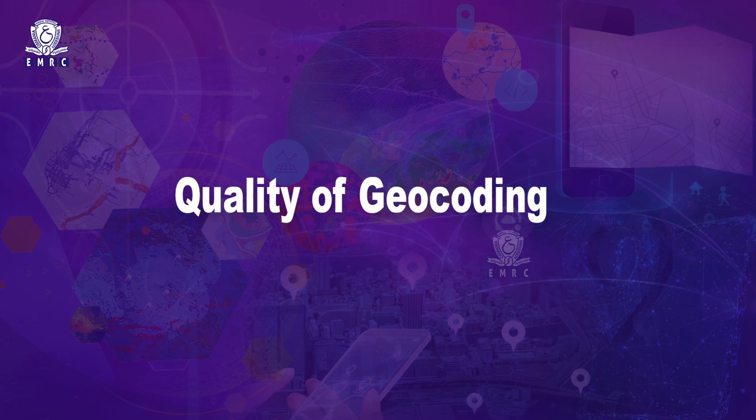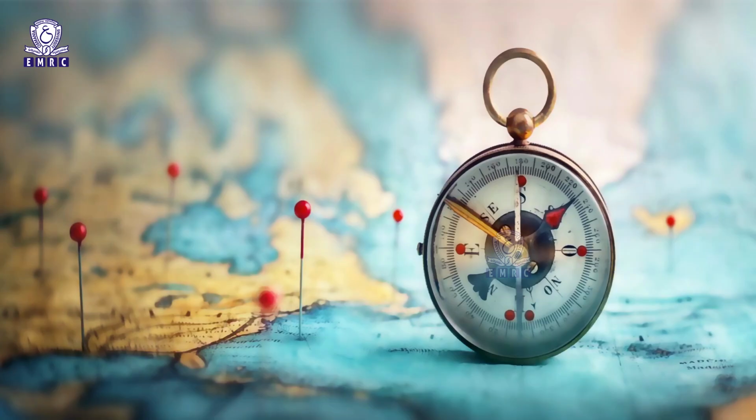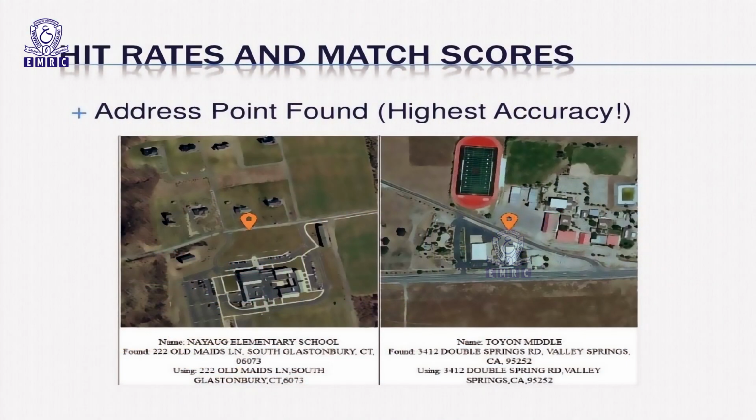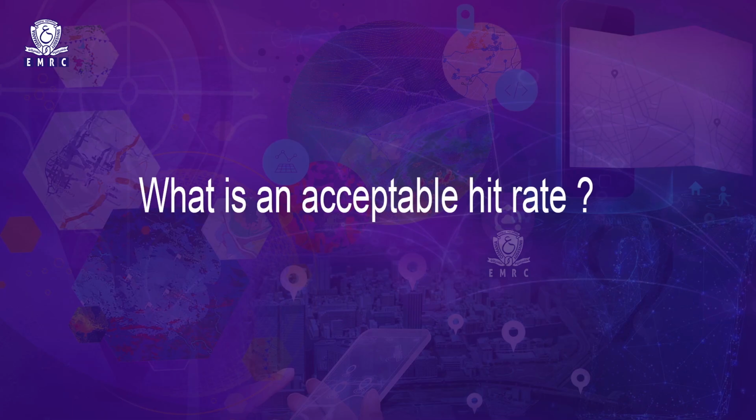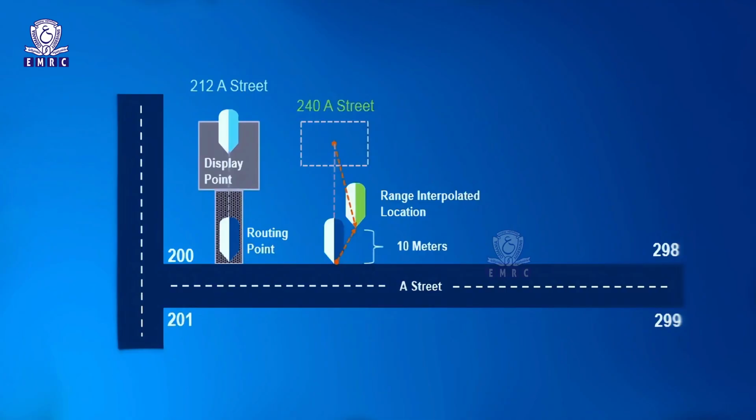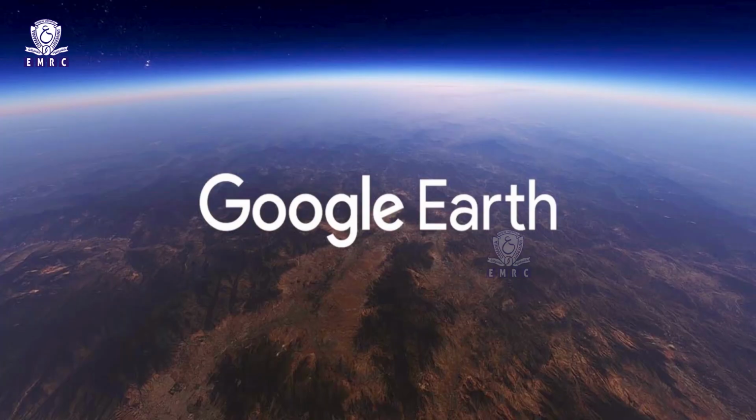Quality of geocoding. The quality of geocoding is often expressed by the match rate or the hit rate. What is an acceptable hit rate? Various tools are available for improving the accuracy of address matching. They include standardizing addresses to the USPS format and using an internet mapping engine such as Google Earth Pro.